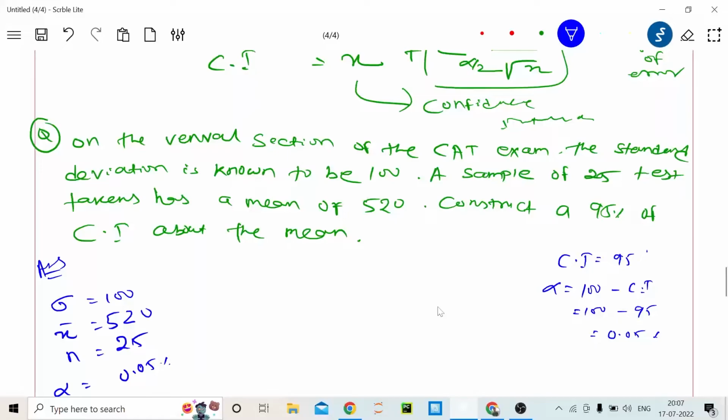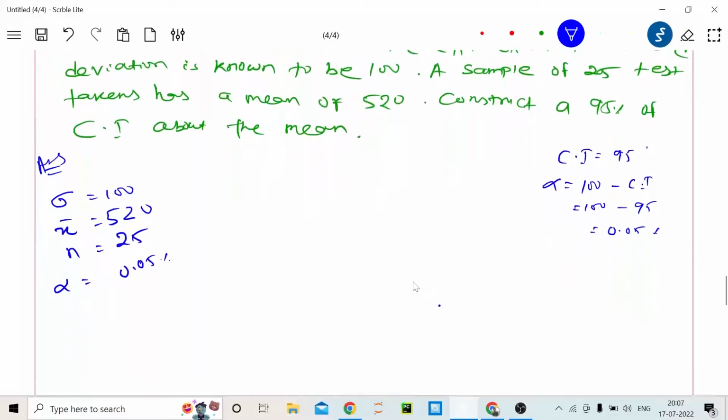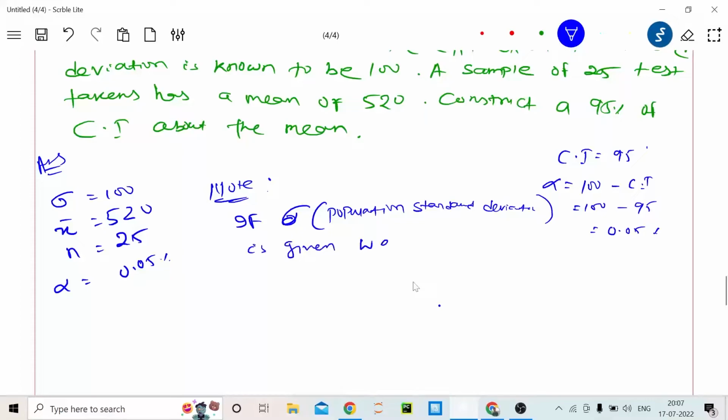Just construct the distribution. How can we solve this problem? There is a note in this problem. Note: if the population standard deviation is given, we use the Z test. In this case, the population standard deviation is given. That means we are supposed to test with the Z test.